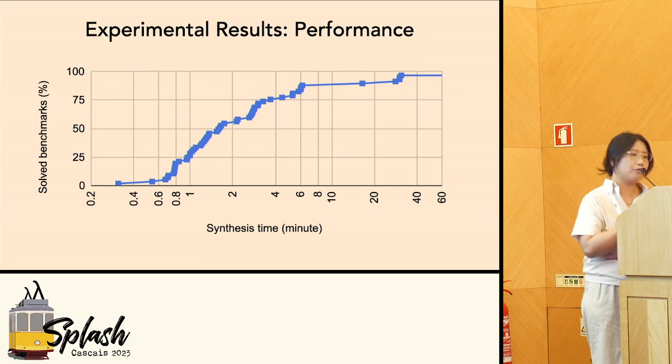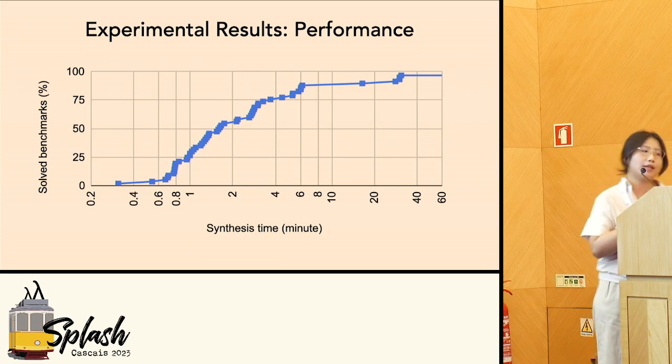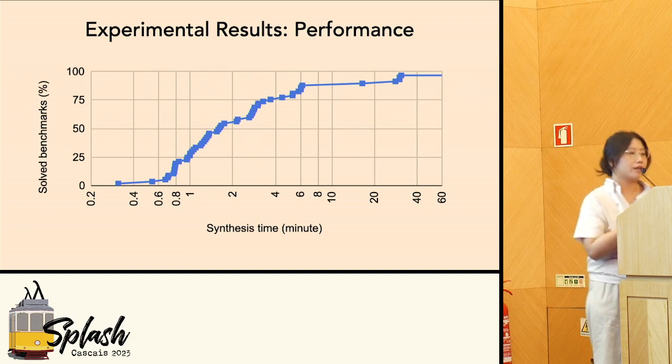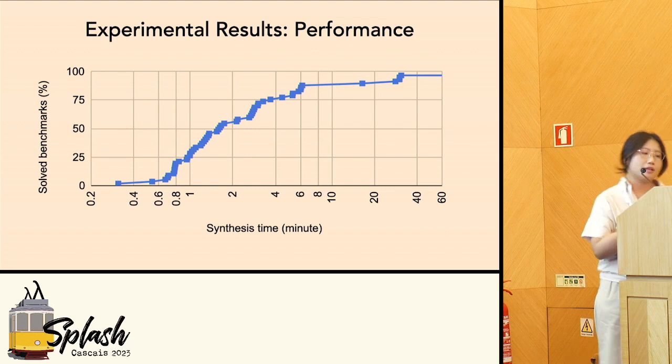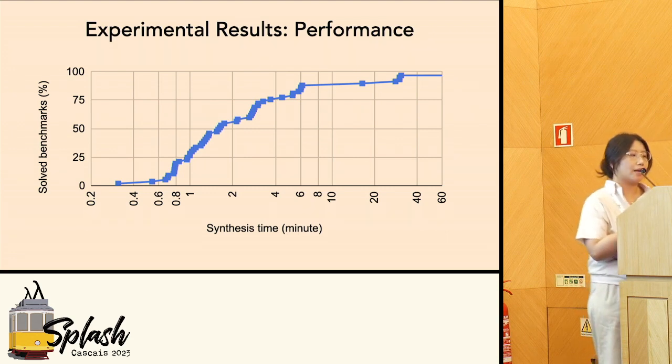So in this graph, we ran all the benchmarks within a 1-hour limit. The graph shows the percentage of benchmarks solved on the y-axis and the time it took to solve on the x-axis. As we can see, RDD to SQL can solve 98% of the benchmarks within the time limit, and actually solves most of the benchmarks within the first 7 minutes.